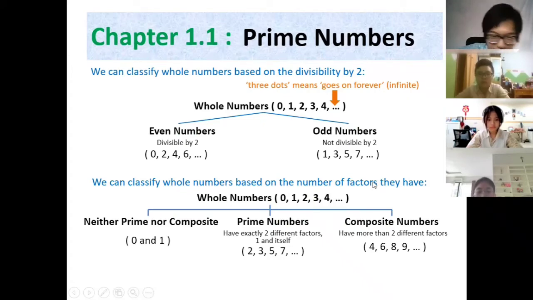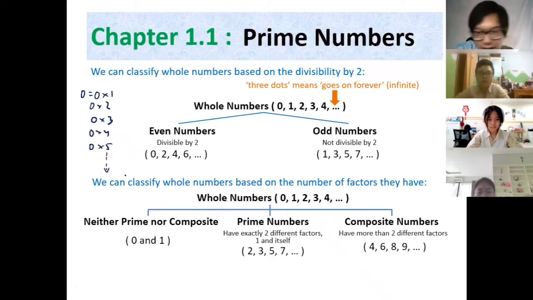How many factors does 0 have? That's the question. 0 can be created by 0 times 1, 0 times 2, 0 times 3, right? Very simple. 0 times 4, 0 times 5, and it goes on to an infinite amount of factors. So this is not a prime number nor composite.